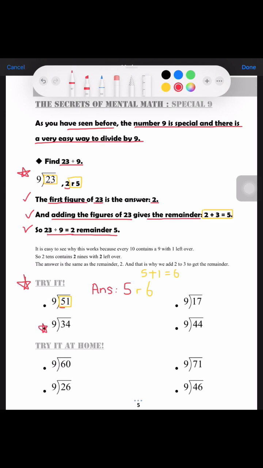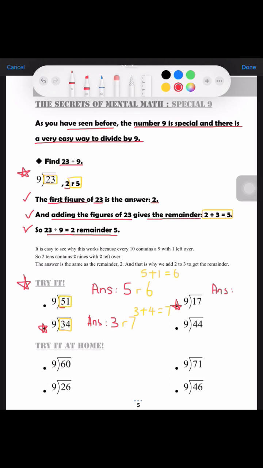And then take a look at the next question, 34 divided by 9. And the answer will be the tens digit, which is 3. And the remainder will be the tens digit plus the ones digit. That means 3 plus 4 equals 7. The remainder is 7.